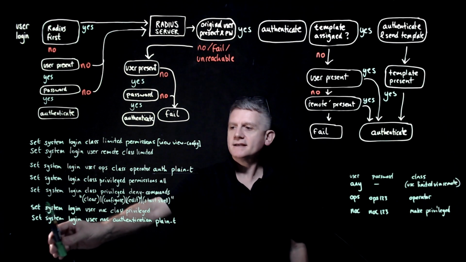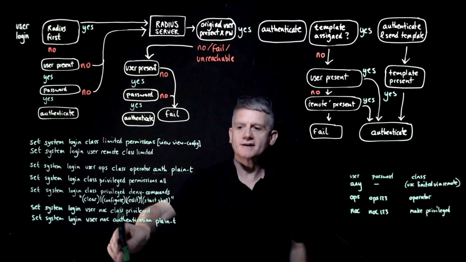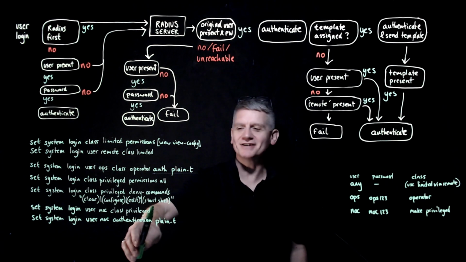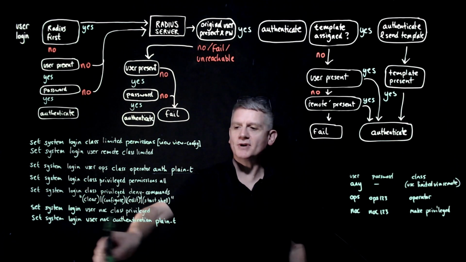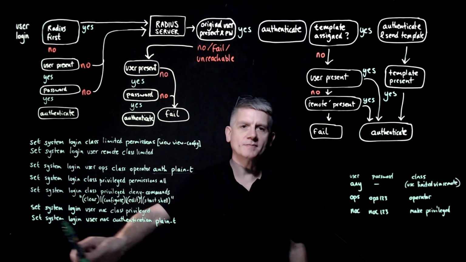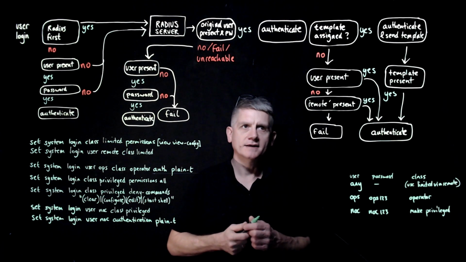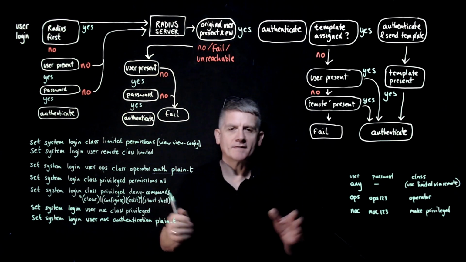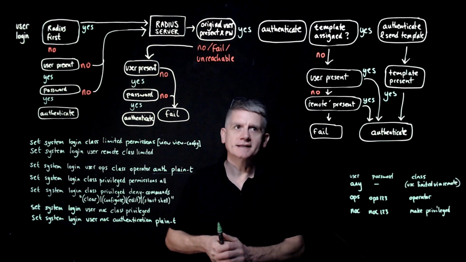Then finally, set system login, user knock, class privileged. So we're assigning it to the user knock, and we're putting in the user knock's authentication password in plain text. So there we have it. That's the way that templates can be assigned.